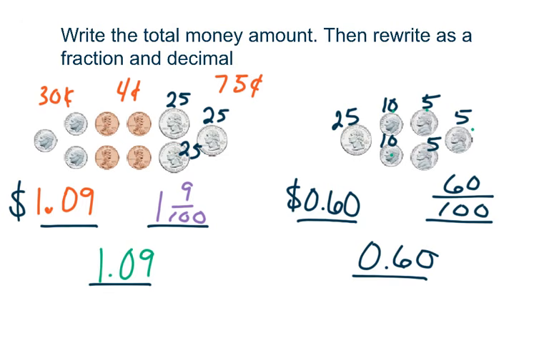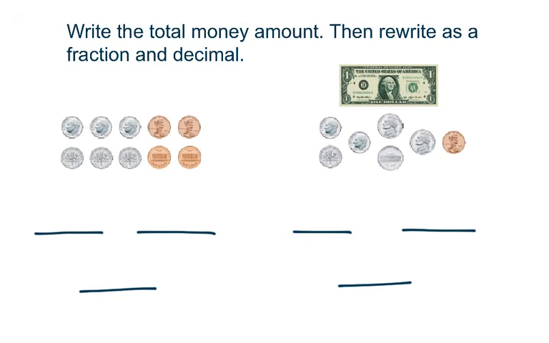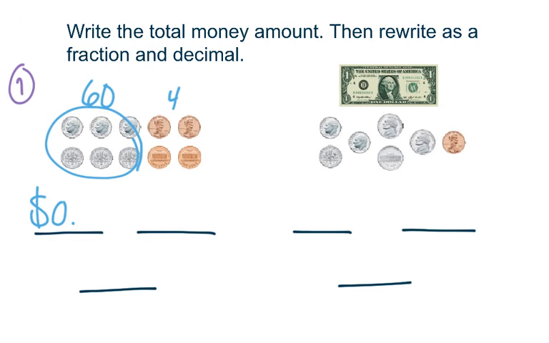I got 2 more of these for you to do. Go ahead and look at this next one. How much money is shown over here on the right? Add all that up, and then write it as a money amount, a fraction, and a decimal. If we add all this up, these are all dimes, so I have 6 of them, so that's 60 cents, and then I have 4 pennies. So when I add those together, I get 64 cents. If I write that as a fraction, I have 64 hundredths. And when I write that as a decimal, I have 64 hundredths.